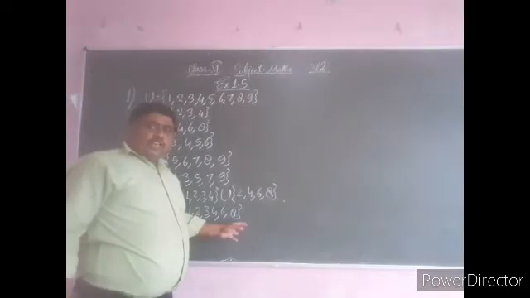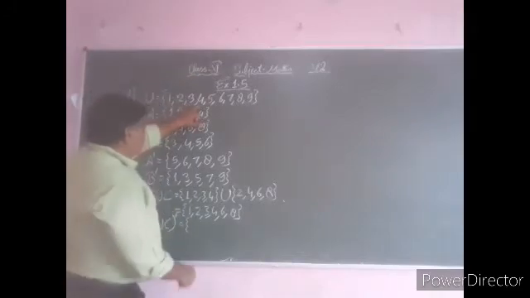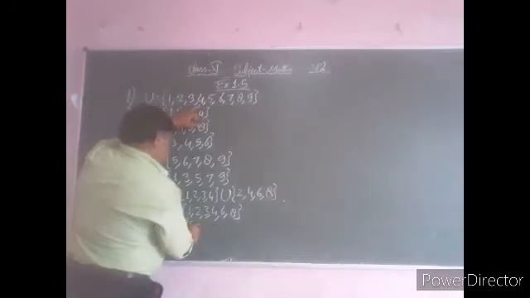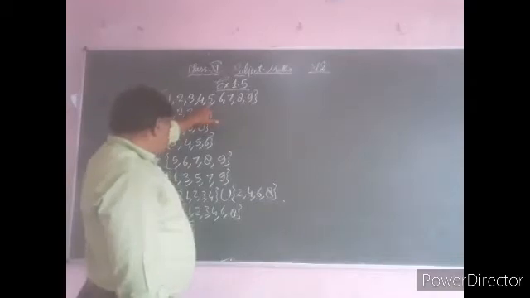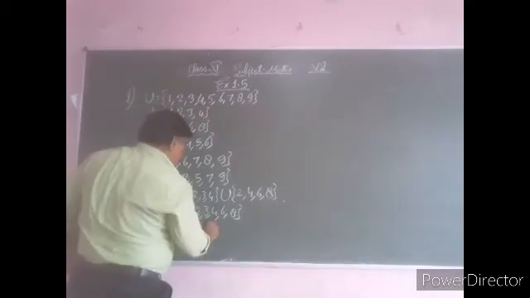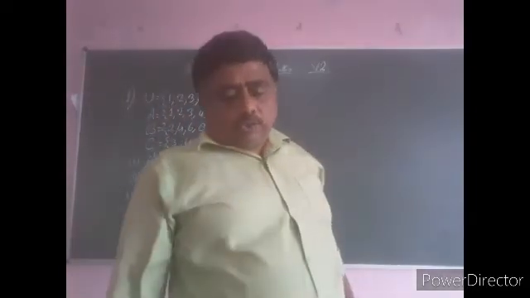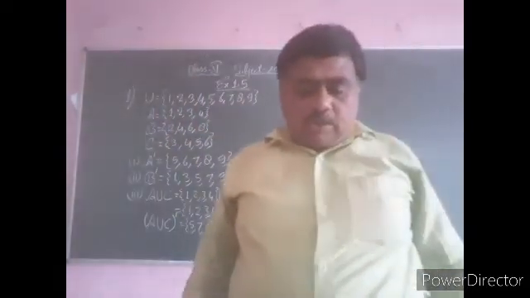Remove these elements from U. It is 5, 7, 9. This is A union C complement.